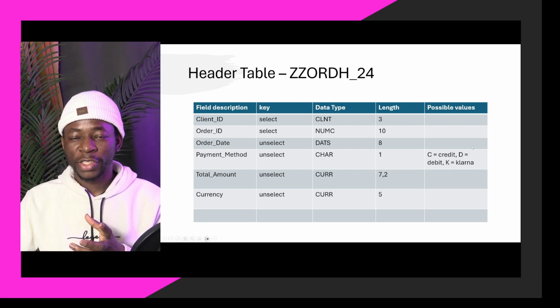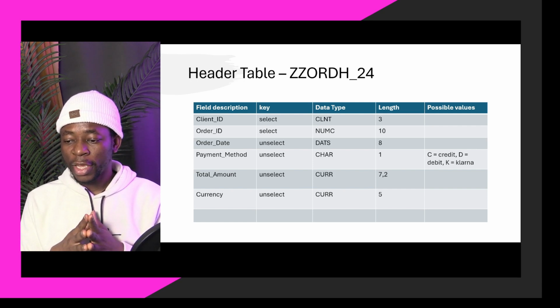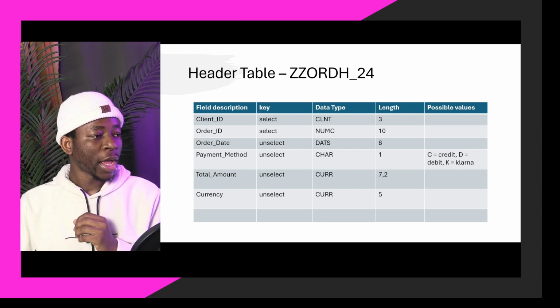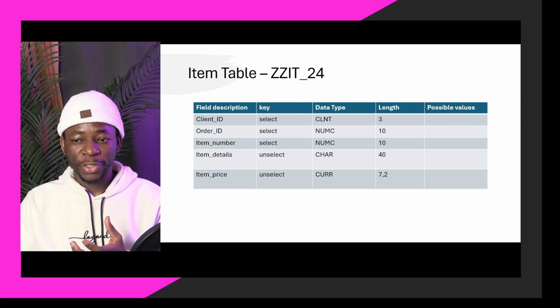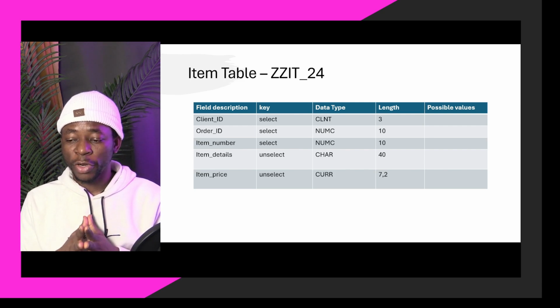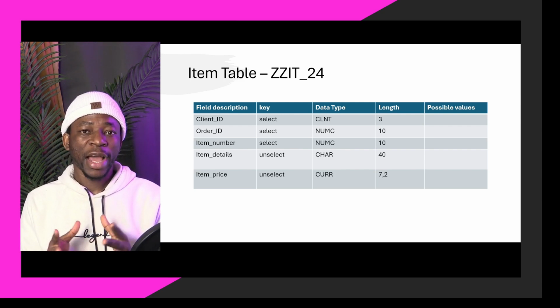For instance, we can see that the header table has client ID, order ID, and order date. If you look at the item table, you will see additional information such as the item number, the item details, and the item price.